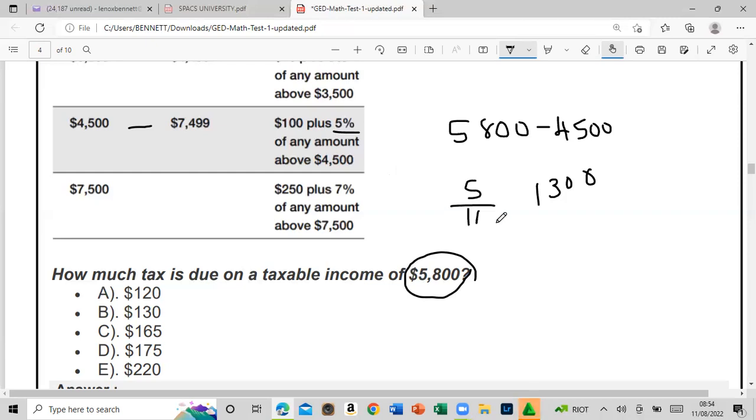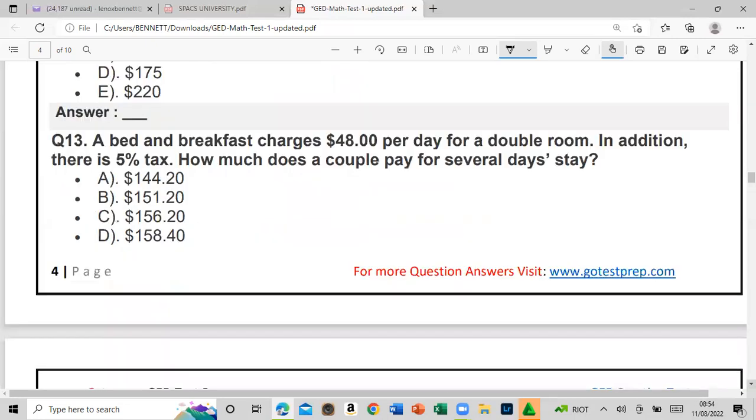Alright. Let's see what 5% is. 2 zeros. 5 times 13. 5 times 3 is 15, 5 times 1 is 5, and that's 65. Plus the $100, which is a fixed amount, so that's 165. So our answer would be C. Alright, let's move on to the next question.